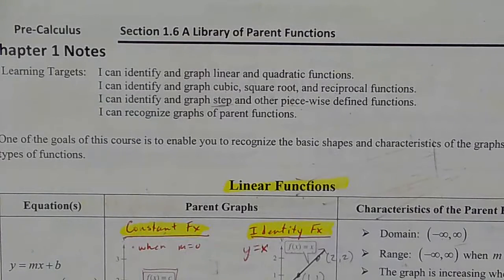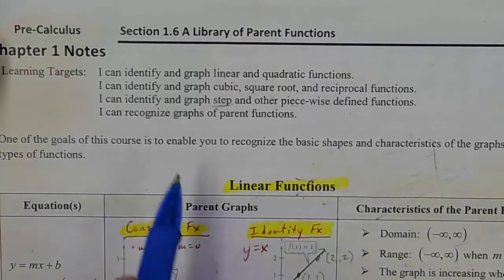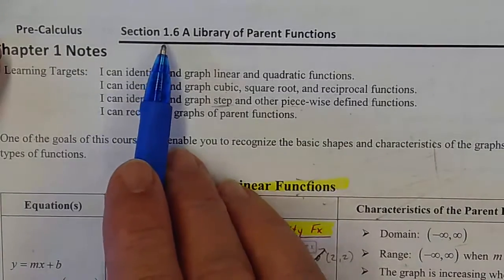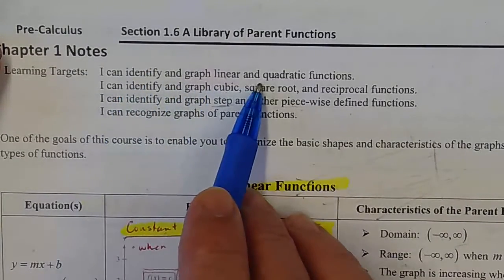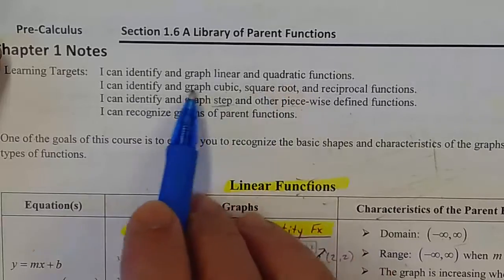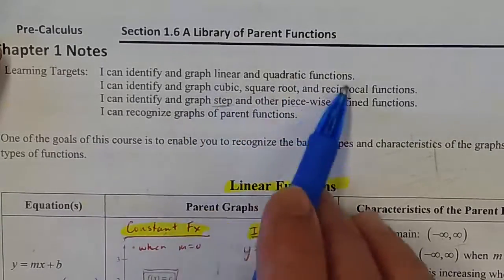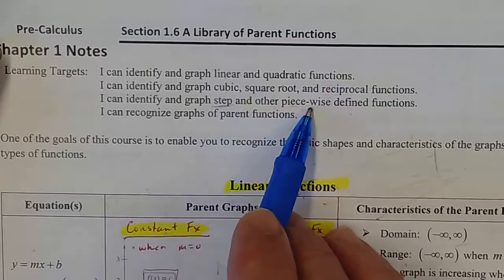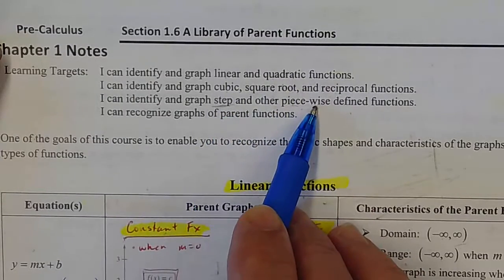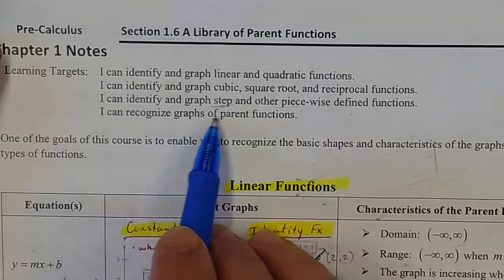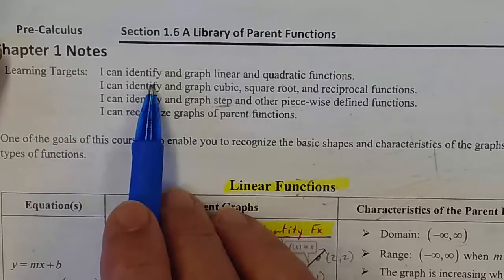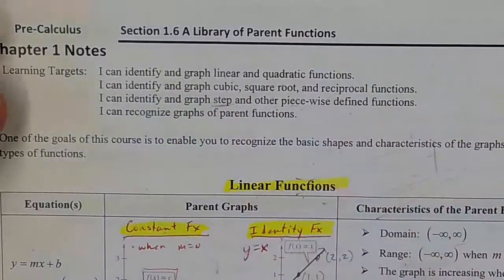Okay, we'll be starting section 1.6 today. Here's the learning targets we'll be dealing with in 1.6. I can identify and graph linear and quadratic functions, along with cubic, square root, and reciprocal functions. We'll work on all those today. We're going to wait on the step and piecewise until Monday. And recognizing graphs of parent functions is kind of part of this, identifying these different families of functions.